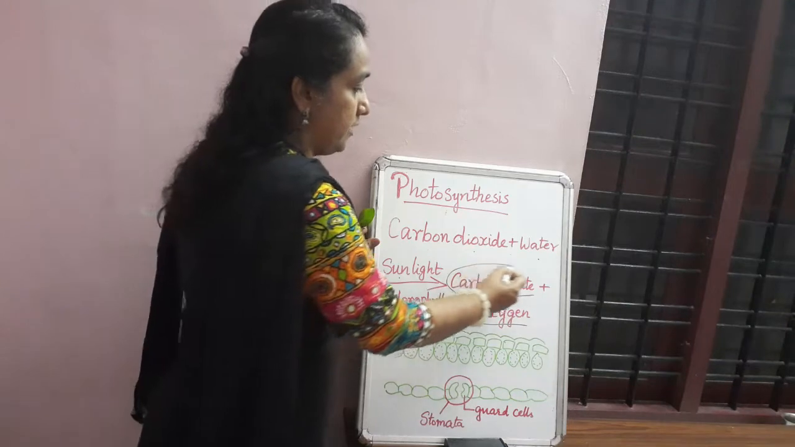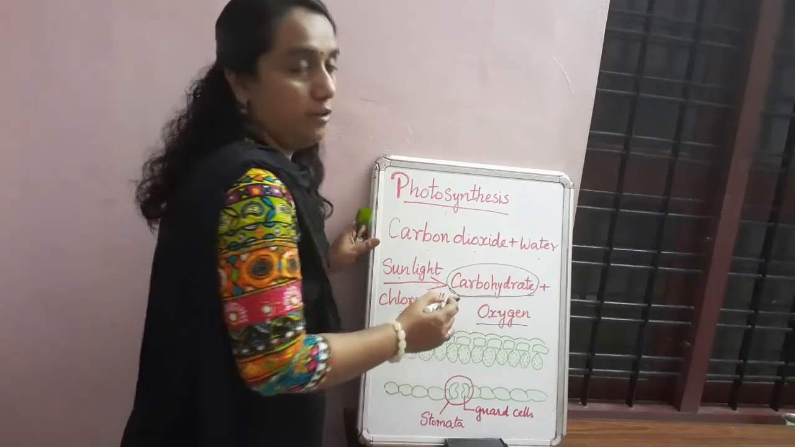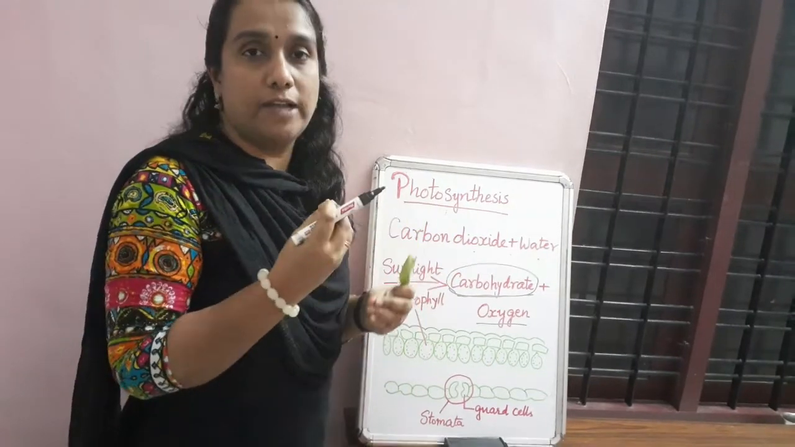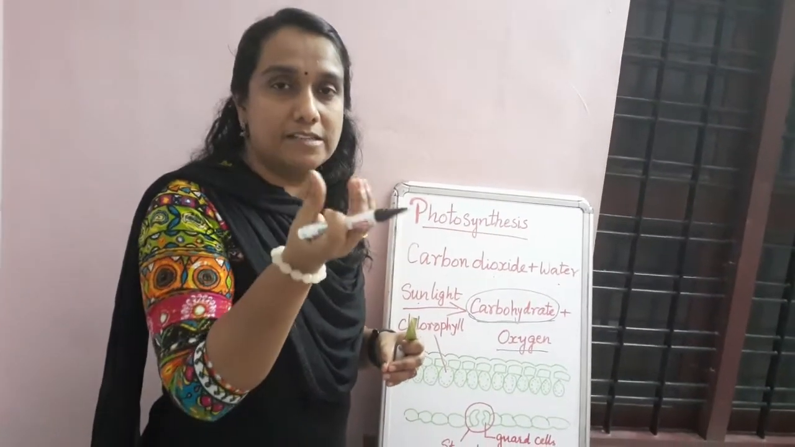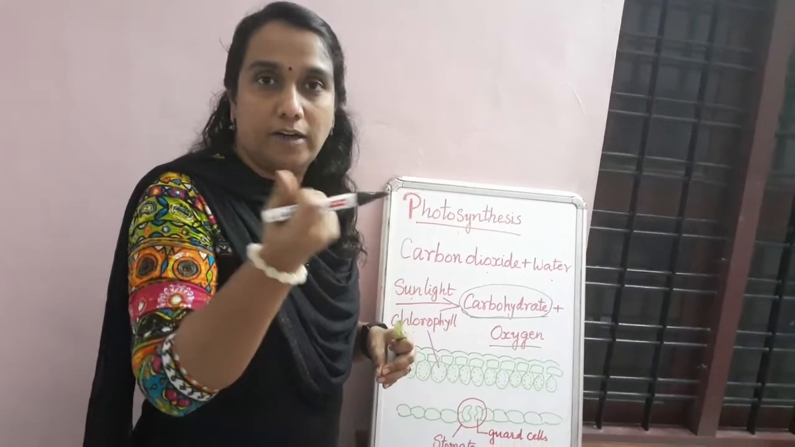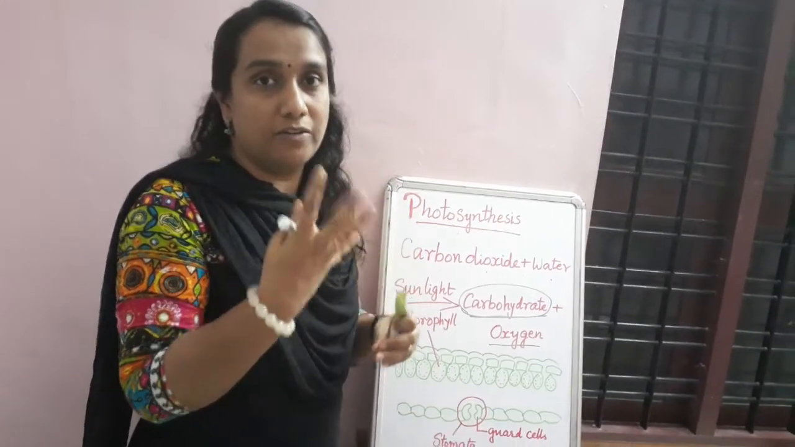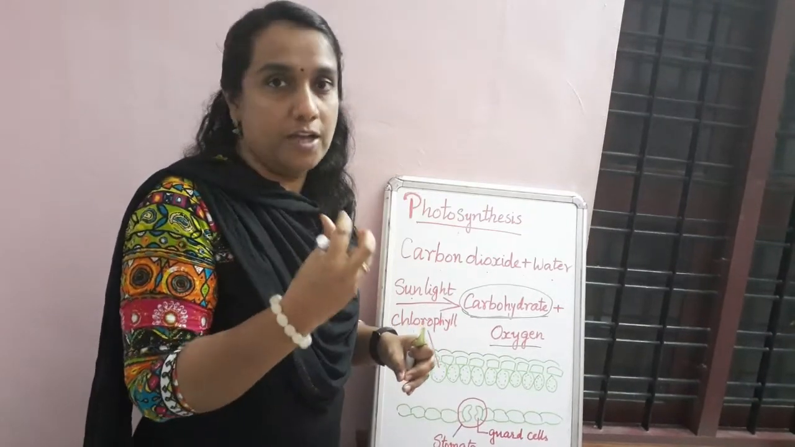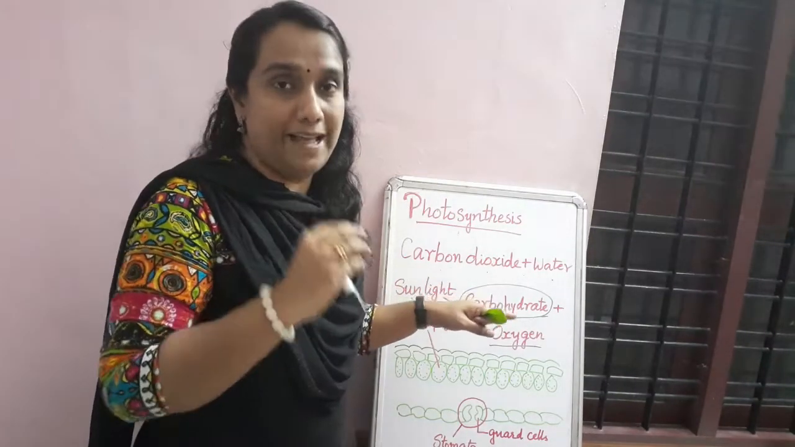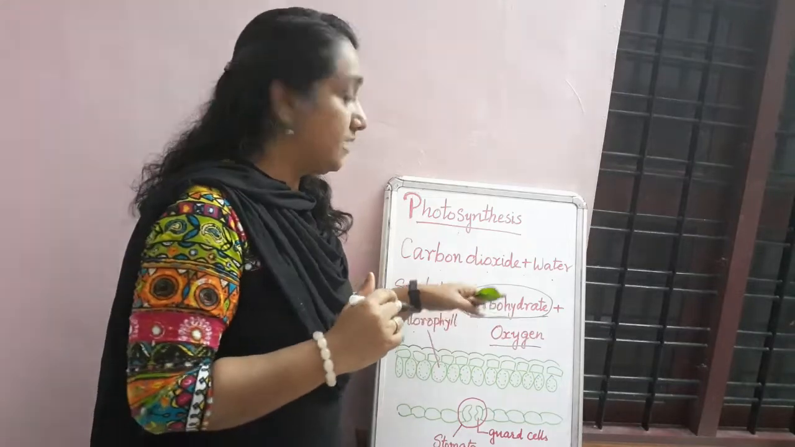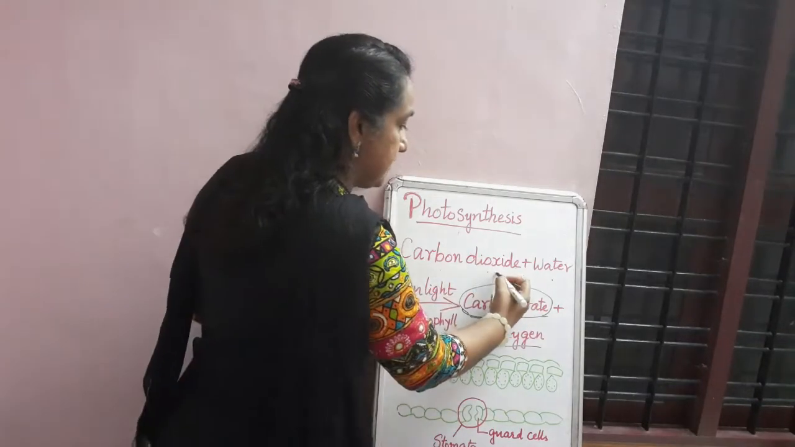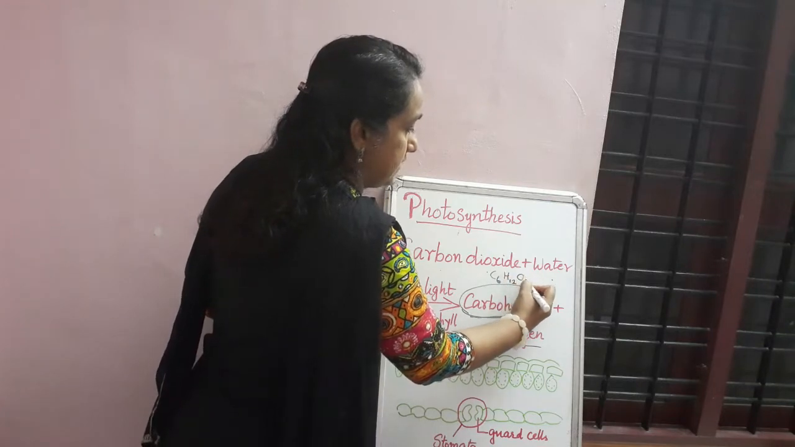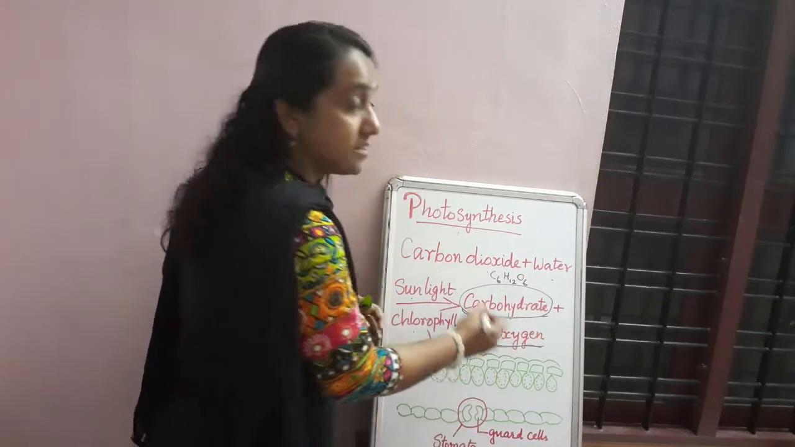So what is carbohydrate? The food of the plants is known as carbohydrate. You can see in potato and all, if you are washing that, you will get some white color water, or rice. When you are cooking rice, that white color water is known as the starch. So the food of the plants is starch. So that is the carbohydrate. The formula is C6H12O6 and the byproduct is oxygen.